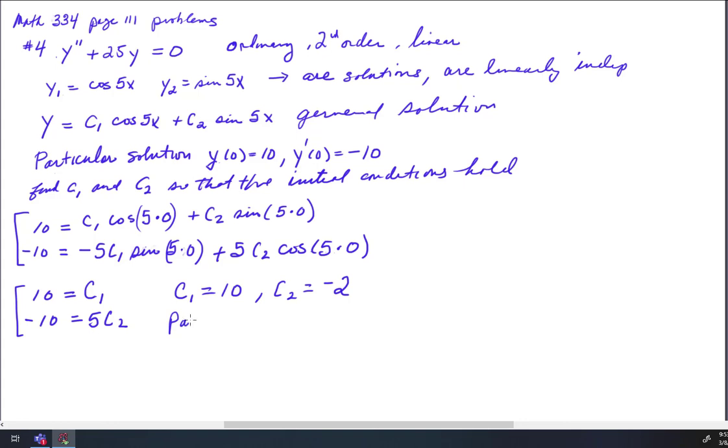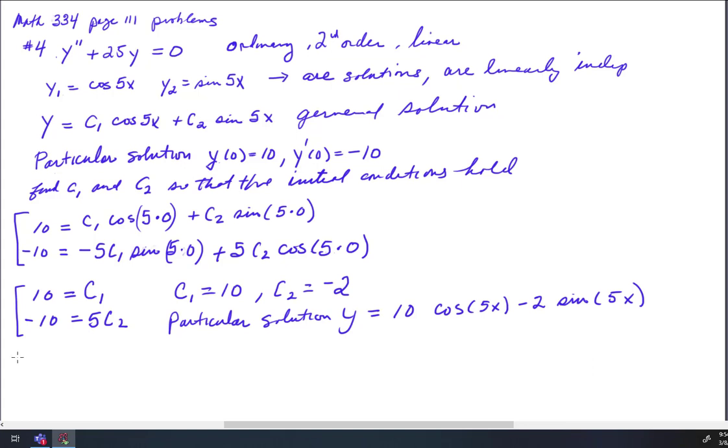So the particular solution would be y is equal to 10 cosine 5x minus 2 sine 5x. And certainly you could verify that that is the particular solution we seek, but in fact it is. All right, so there is problem 4.